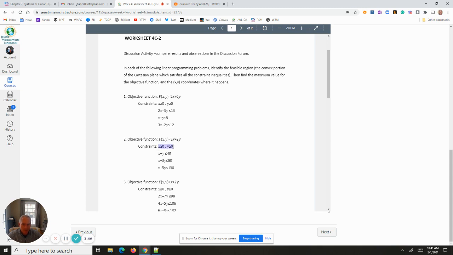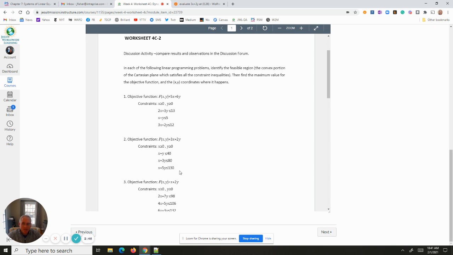So we have constraints. They have to be out in quadrant 1. So X is positive and Y is positive, or 0. X plus Y, the sum of the two, has to be less than or equal to 40. X plus 3Y has to be less than or equal to 80. And X plus 5Y has to be less than or equal to 130.